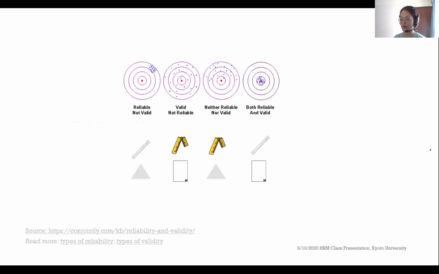But there are three other, not ideal, scenarios. First one is you use a desk ruler to measure the angles of the triangle. That is a reliable tool, but it's not valid for the task. The second one would be you have a broken desk ruler to measure the A4 paper. So it is a valid task, but it's not reliable because the ruler is broken. So something like this. I hope this briefing can help you understand these two concepts better.